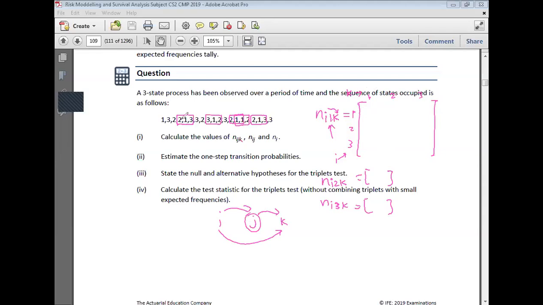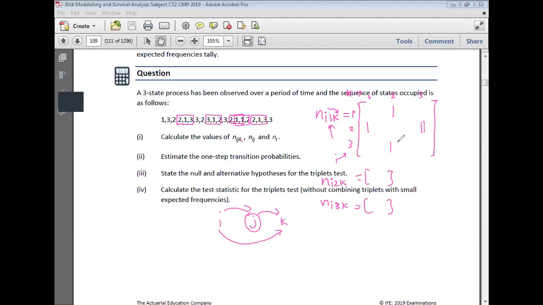What I can do is, I have 2 for I and 3 for K. So 2 for I and 3 for K, I'm just going to put a 1 there. 3 and 2. 2 and 1. 1 and 2. And 2 and 3, so 2 and 3, one more. So I know that these are all the possibilities that I see.